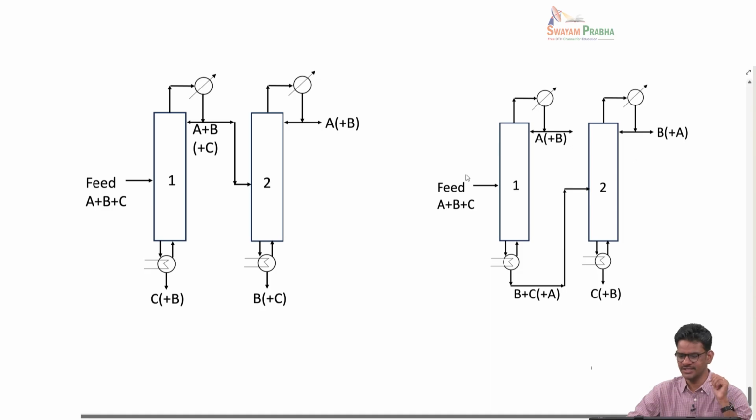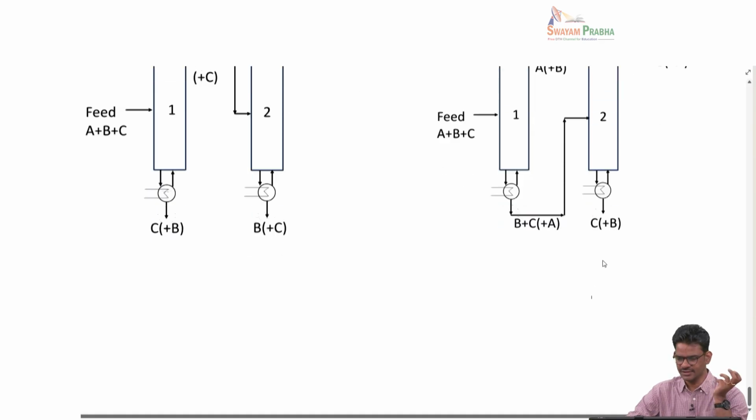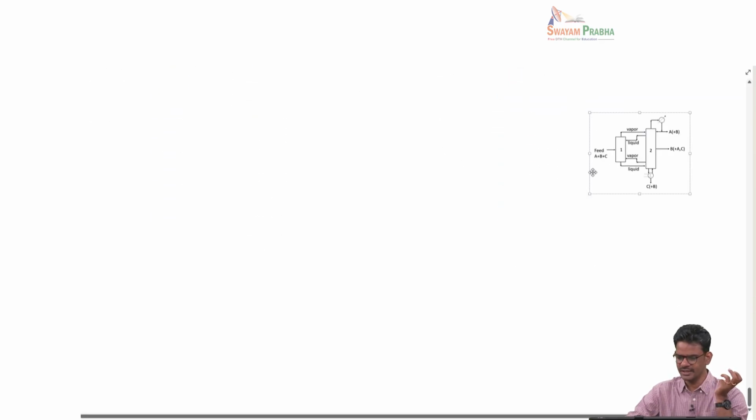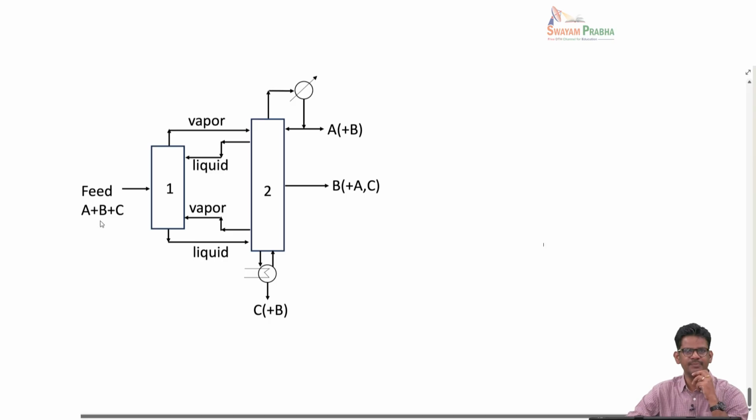Okay, so you can see that same feed, objective is same, we want to separate A, B, C, and you can see the differences between these two designs. Yet again we can have another design. This is a little bit more complicated. So here we have feed A plus B plus C. In the first column we produce a vapor as well as a liquid, which both may have a rich amount of A, B, C in total.